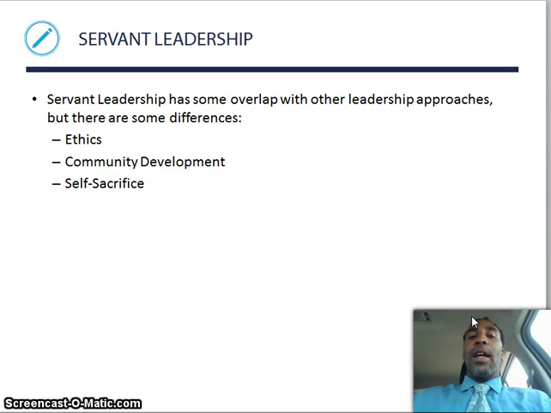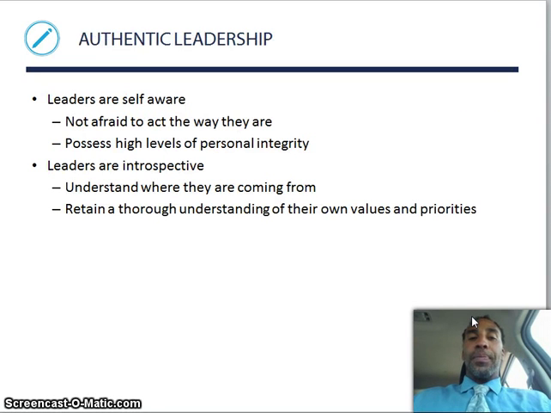Servant leadership has some overlap with other leadership approaches, but there are some differences: ethics, community development, and self-sacrifice. Right? It's like, hey, I'm going to sacrifice myself and help this individual a little bit more because I'm a servant leader, as opposed to just a leader that says, hey, this is what we're going to do. This is where we're at, and I expect you to follow that.